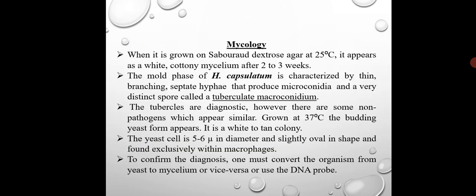And when this organism grows on Sabouraud's dextrose agar at the temperature of 25 degrees Celsius, as I said, the colony will be white and cottony after 2 to 3 weeks. And the mold phase of Histoplasma capsulatum is characterized by thin branching septate hyphae that produce microconidia. And this will be entirely different from a tuberculate macroconidium.